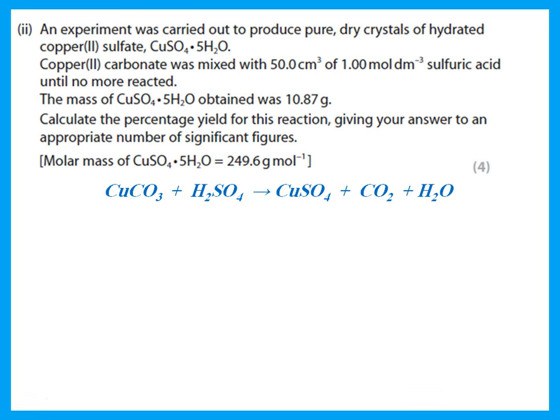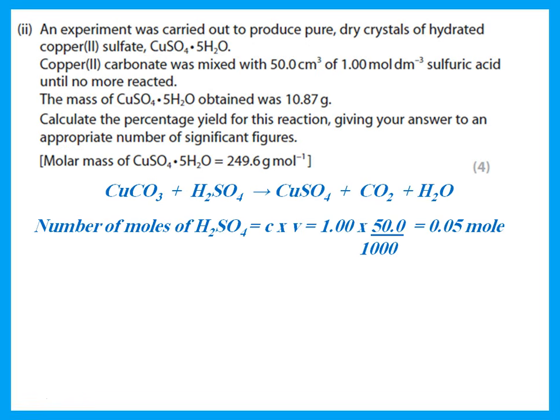He says I have 50 centimeter cubed of 1 mole per decimeter cubed sulfuric acid, so I can get the number of moles of sulfuric acid. Remember, number of moles is concentration times volume. The volume has to be divided by 1,000 in order to change it to decimeter cubed. I get the number of moles of sulfuric acid.